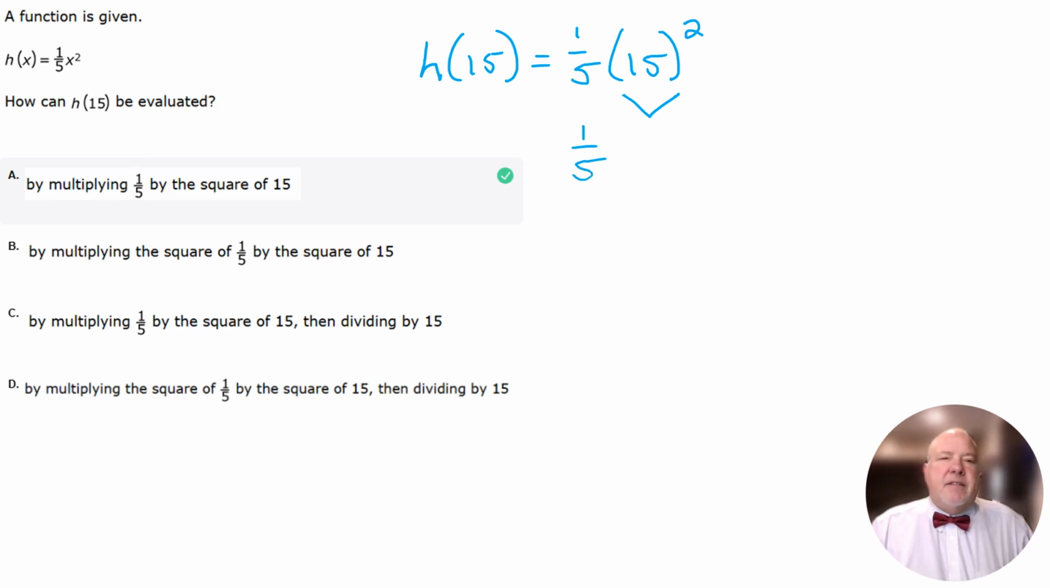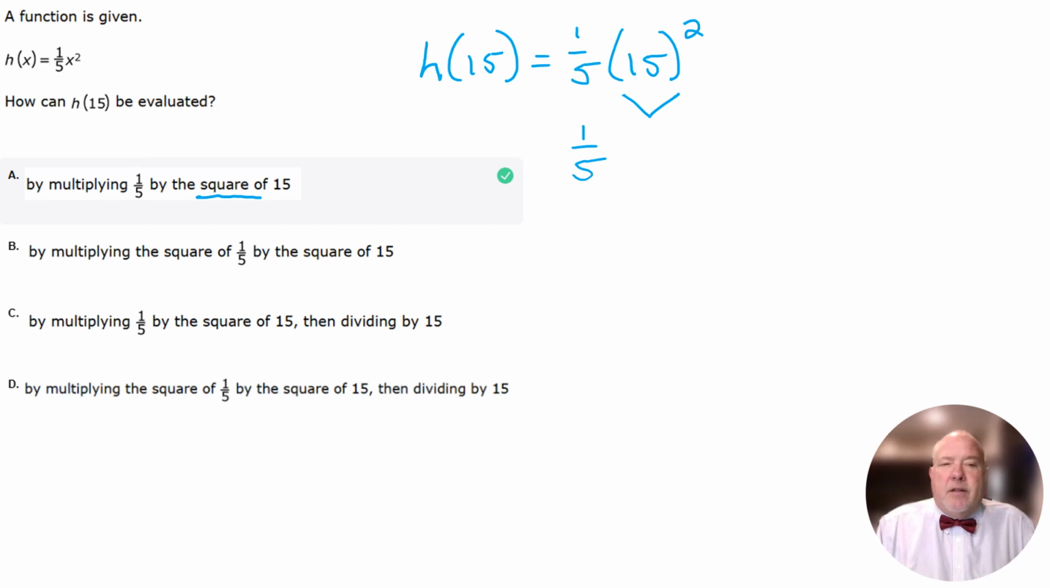So if you look at the answers here, A says by multiplying 1/5 by the square of 15. So I guess I also could say they're testing to see if you know what the square means. And the square just means something to the second power. So multiply 1/5 times the square of 15 is the correct answer.